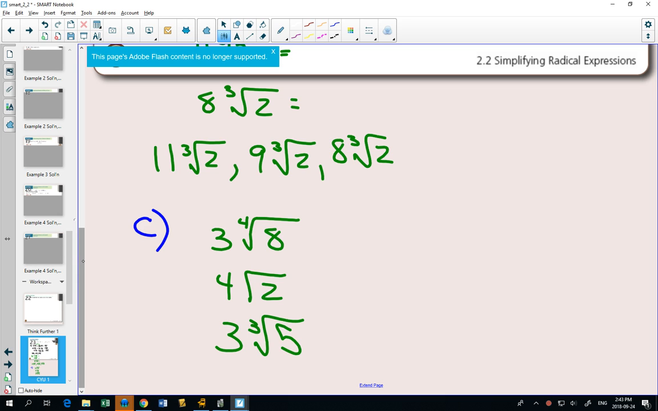For C, this one's going to rely on just being able to type each of these into your calculator. So I'd like you to take your calculator out. I know that you could do 4 square root of 2, but I want to see if you can figure out how to type in these other ones as well. Okay, so pull out your calculator.